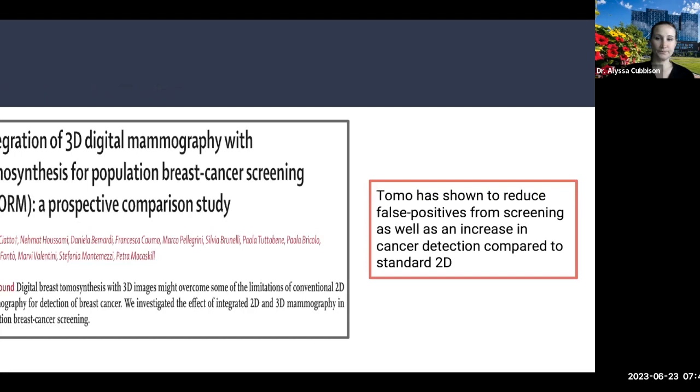I mentioned this briefly earlier, but just to drive the point home, tomosynthesis has been shown to reduce false positives from screening exams. So it decreases unnecessary callbacks, mostly from asymmetries and things that are ultimately just normal breast tissue. But the other part of it is that utilization of tomo also increases cancer detection, specifically of invasive cancers. So these are two really important utilizations of tomo.